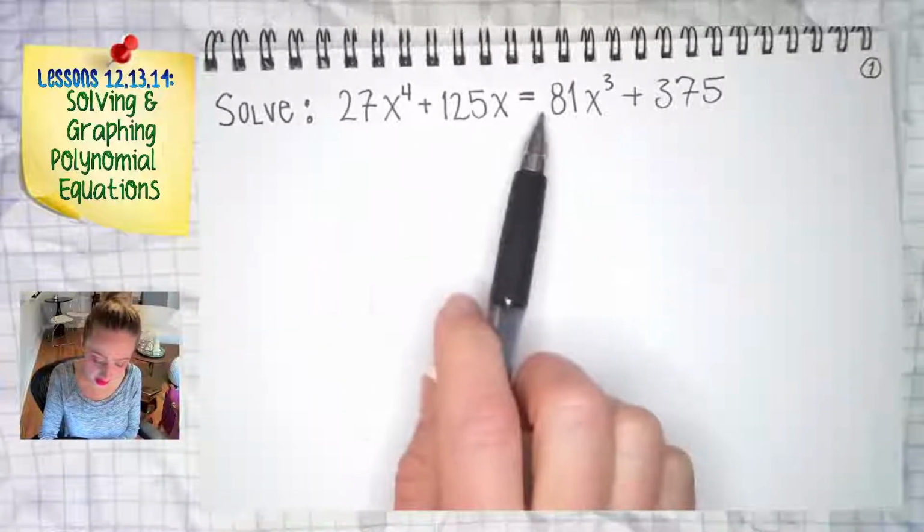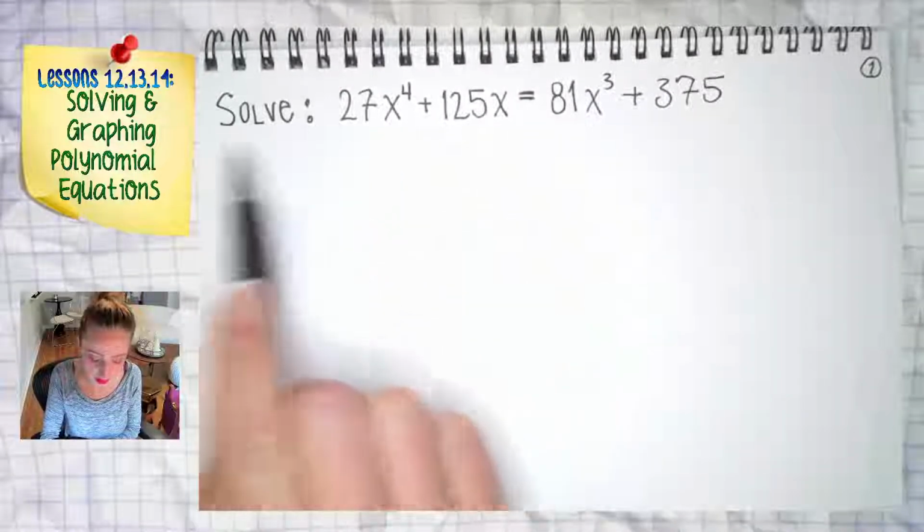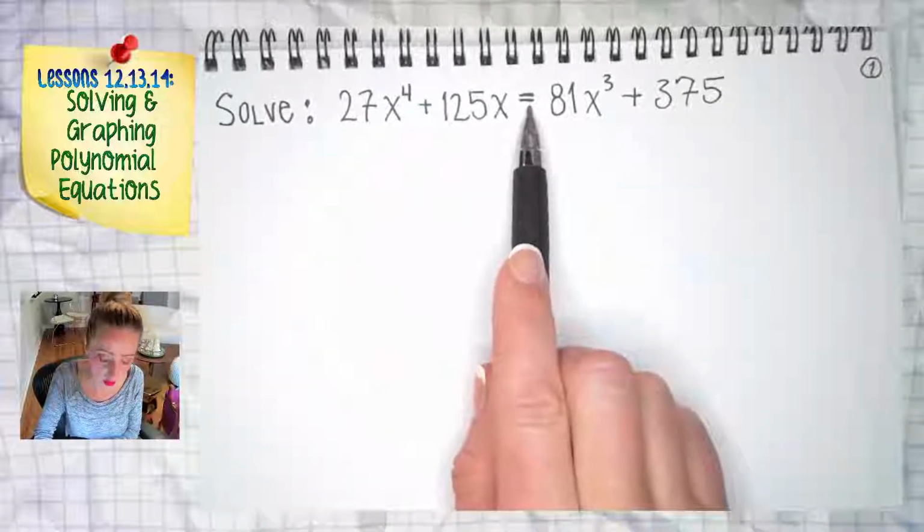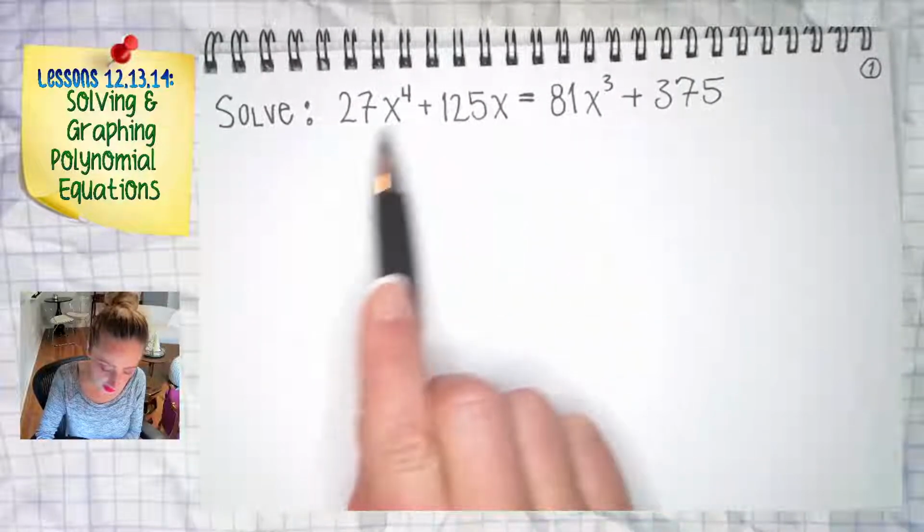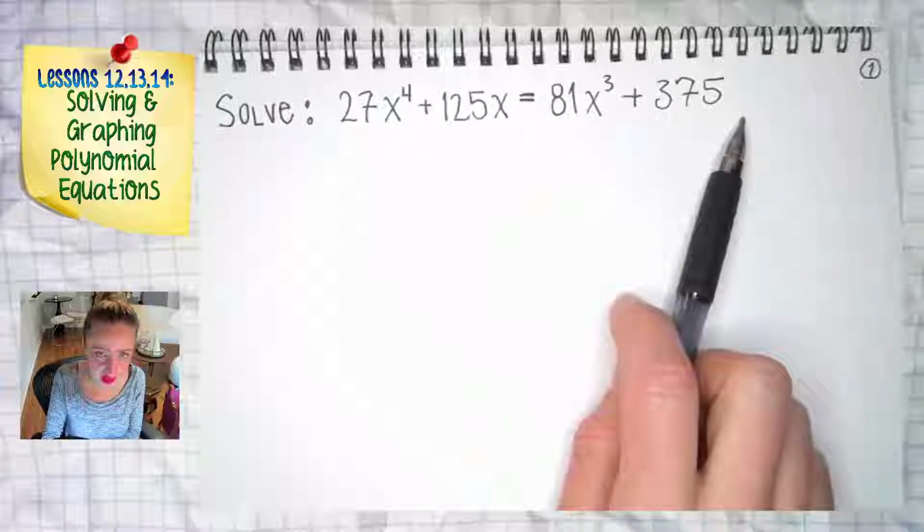One way to tell that this is an equation that you need to solve, without even reading the word solve, is that you have an equal sign. Another indicator is that you only have one variable, in this case x.